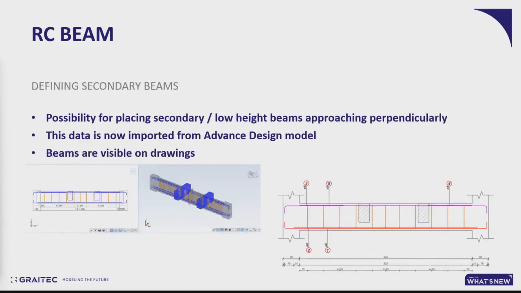And the next point is also related to perpendicular beams, but this time to smaller ones. Now we can define such perpendicular beams that have a lower height than the main beam and are not treated as a support. Such smaller beams are now also recognized when importing from the advanced design model. Thanks to this, we have better drawings, as we can see the position of those perpendicular additional beams.